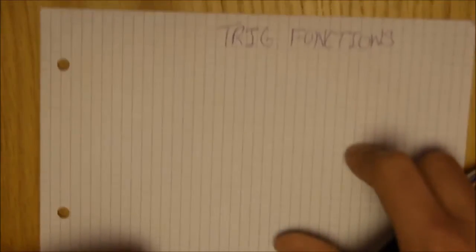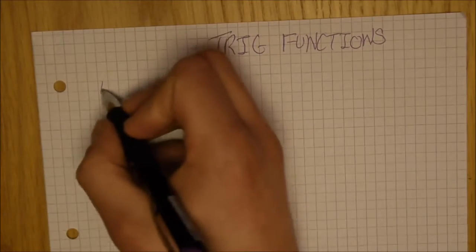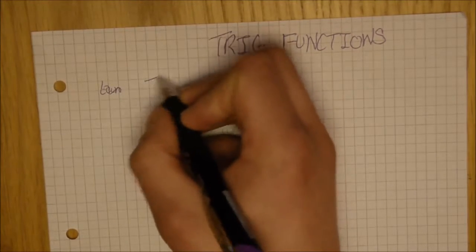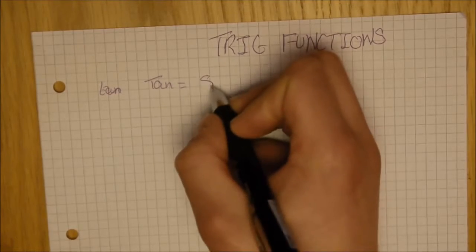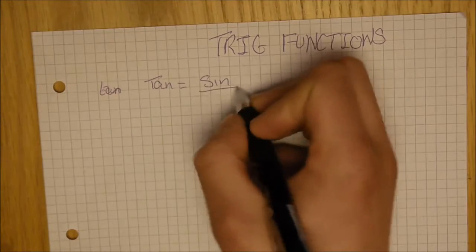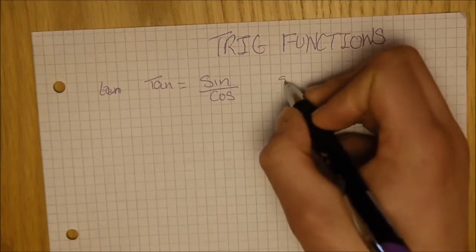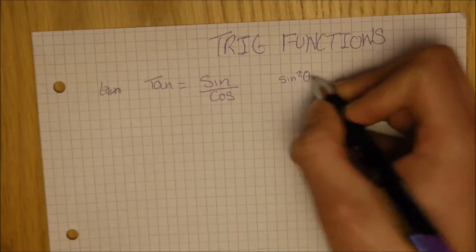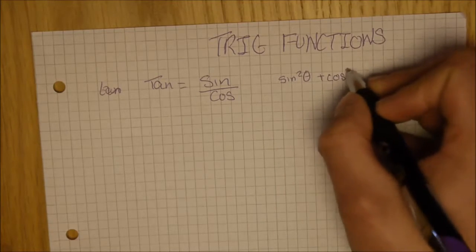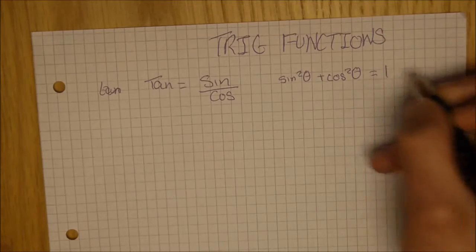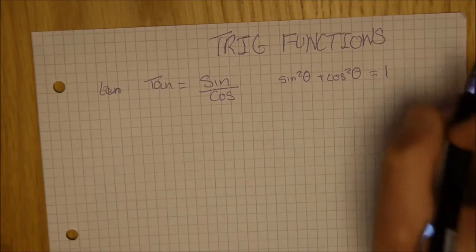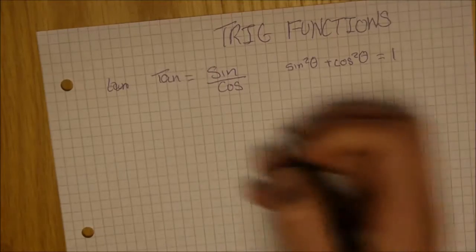Right then, when we did Core 2, you will remember that we used trig functions like tan equals sine over cos, or sine squared theta plus cos squared theta equals 1. Now then, we're going to use sine squared theta plus cos squared theta equals 1 for a second.